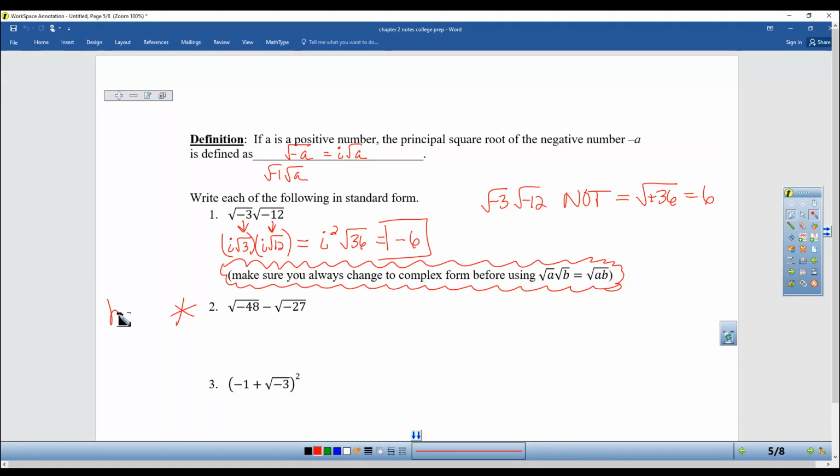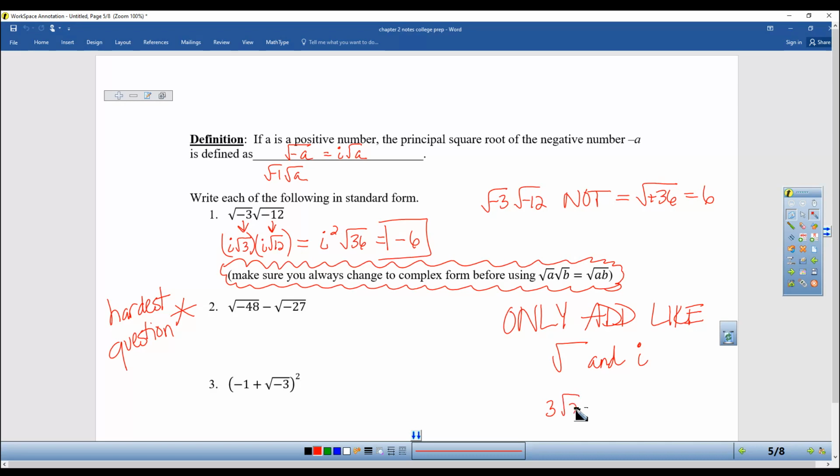Okay, I would say that this is the hardest problem in the section. Not where people make their most common mistakes, that's in distributing the square. But the hardest question is right here. You can only add like radicals and i's. So if you have 3 square roots of 2 plus 5 square roots of 2, you have 8 square roots of 2. Nobody ever questions this. People get that. But somehow, when they don't have 2 square roots of 2, they think they can still add them. You can't. They have to be the same.